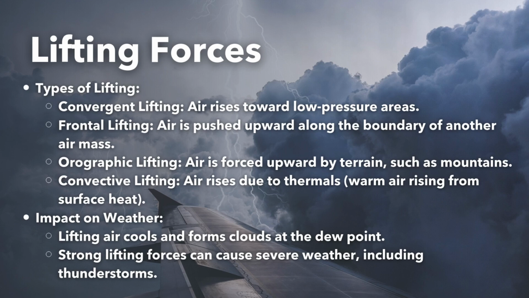Convergent lifting occurs when air moves towards low pressure areas, causing it to rise. Frontal lifting happens when air is forced upward along the boundary of another air mass, while orographic lifting occurs when air is pushed up due to rising terrain like mountains. Finally, convective lifting results from thermals, which is rising warm air caused by surface heat. As air rises, it cools, potentially forming clouds if it reaches its dew point.